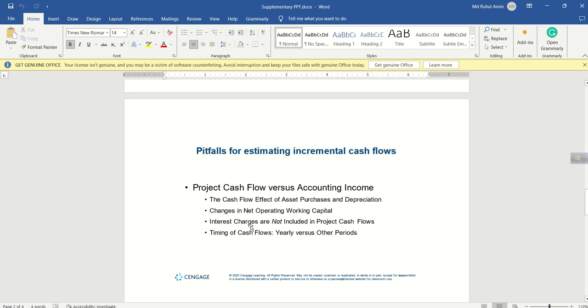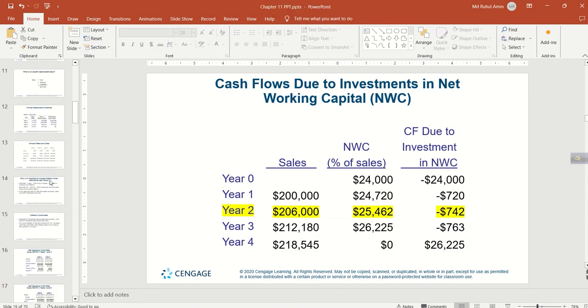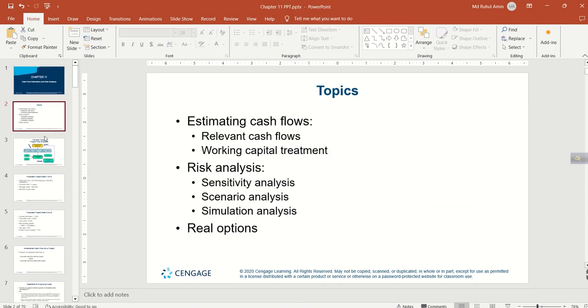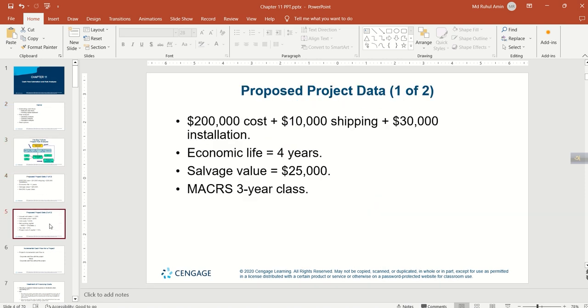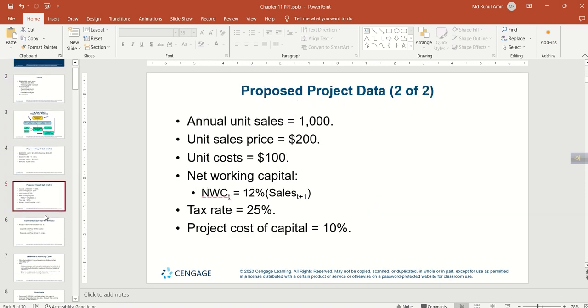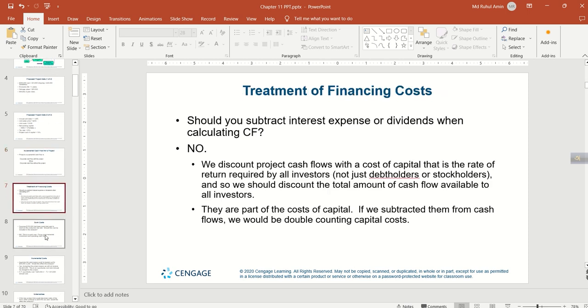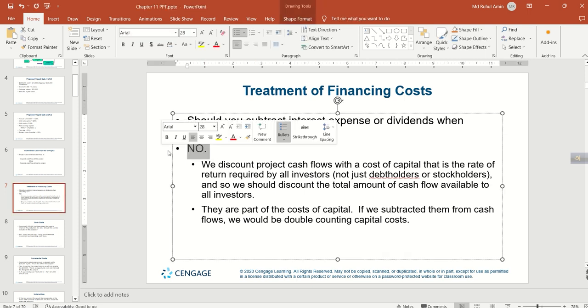Okay, then for third, interest charges are not included in project cash flow. I'm using PowerPoint and then supplementary together. Don't be scared and don't be lost. Should you subtract interest expense or dividends when calculating cash flow? The answer is no. Why?